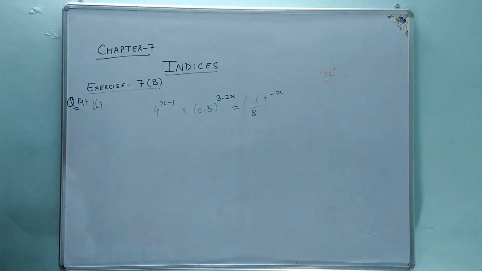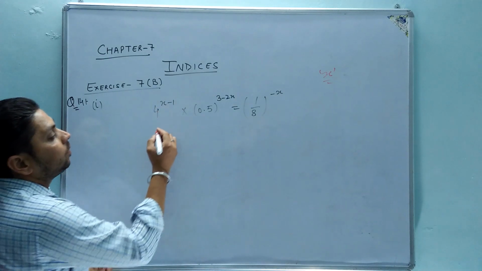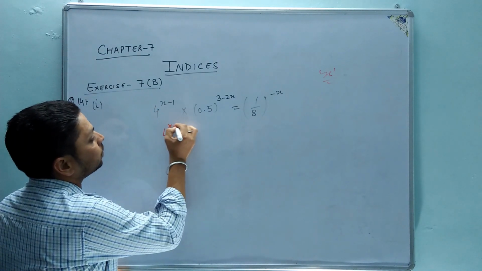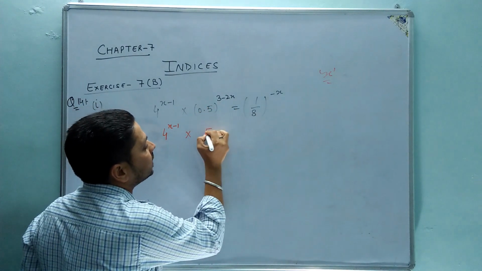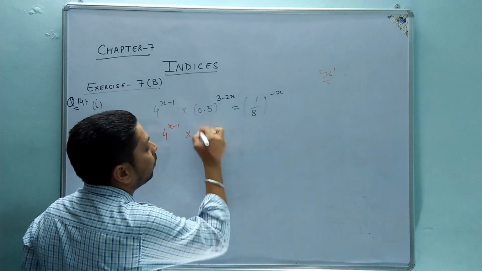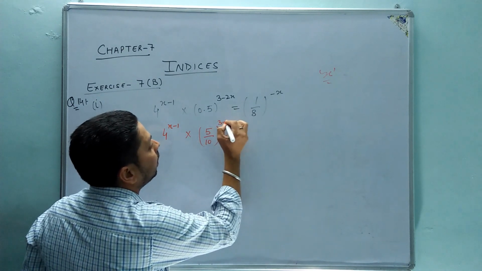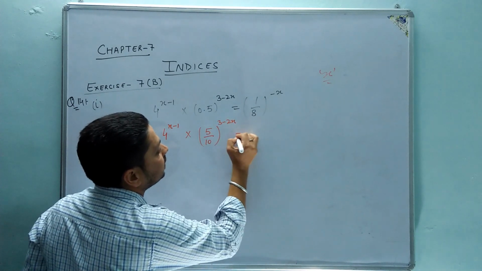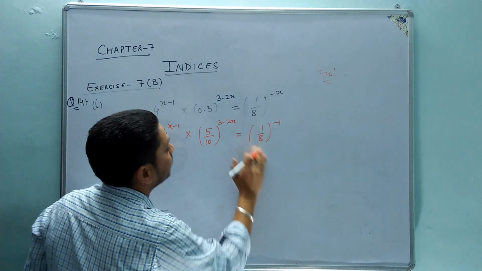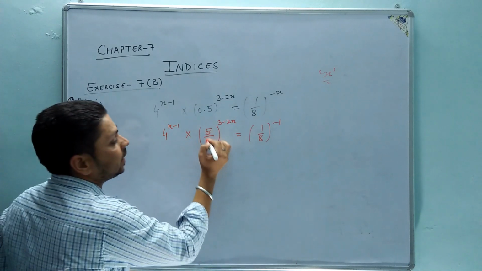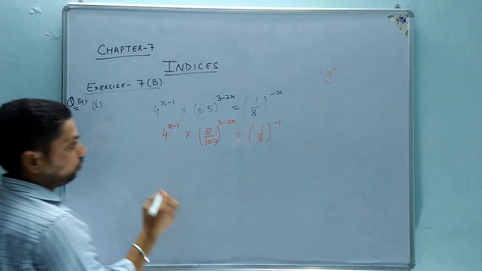We have to find the value of x here. Start with reducing each term. 4 raised to power x minus 1 multiplied by 0.5 can be written as 5 over 10, whole squared, whole raised to power 2x. This is equal to 1 over 8 raised to power minus 1. On cancelling this, it will give you 1 over 2.